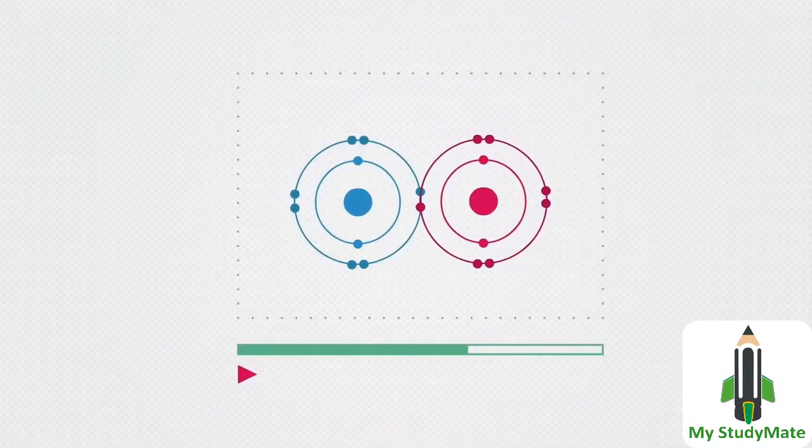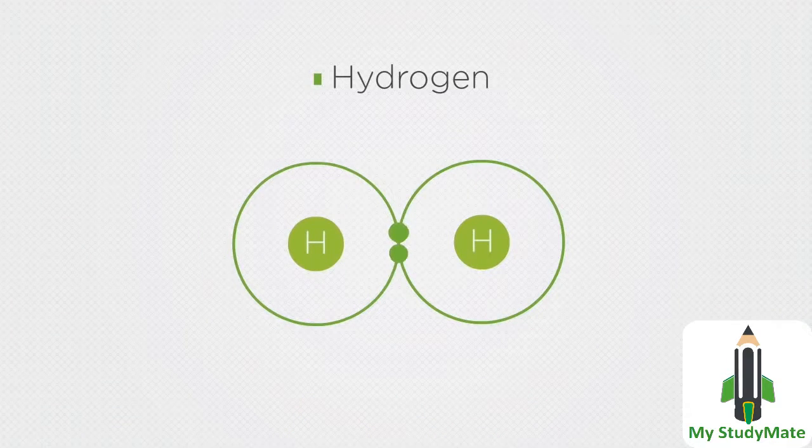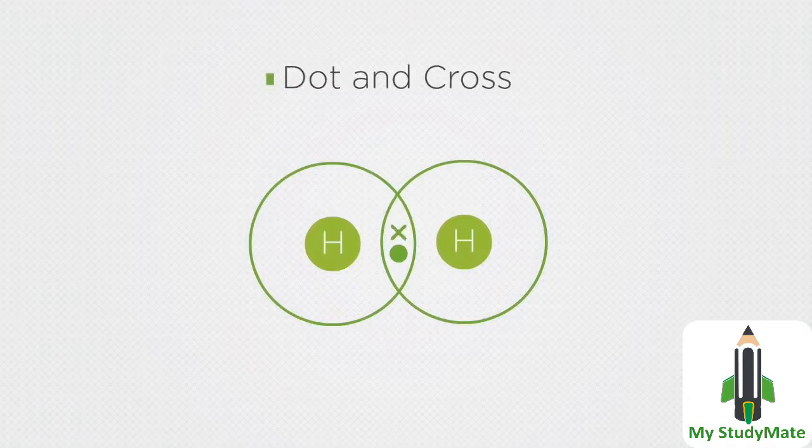As seen in the video How Atoms Bond, when two hydrogen atoms bond, the shells overlap because each atom only has one electron to share. There are two electrons being shared over two shells. These are represented by a dot and a cross.